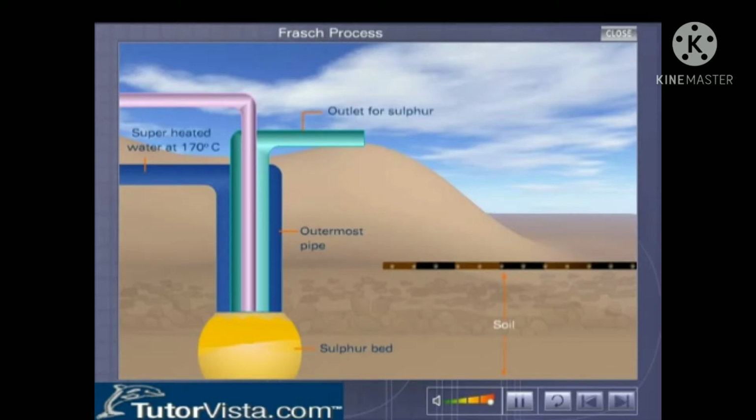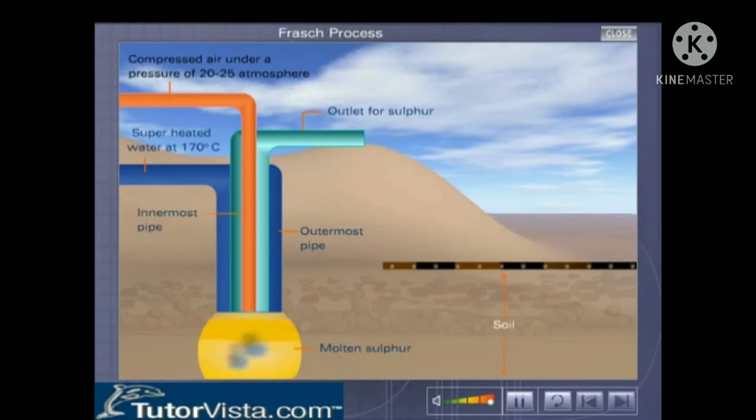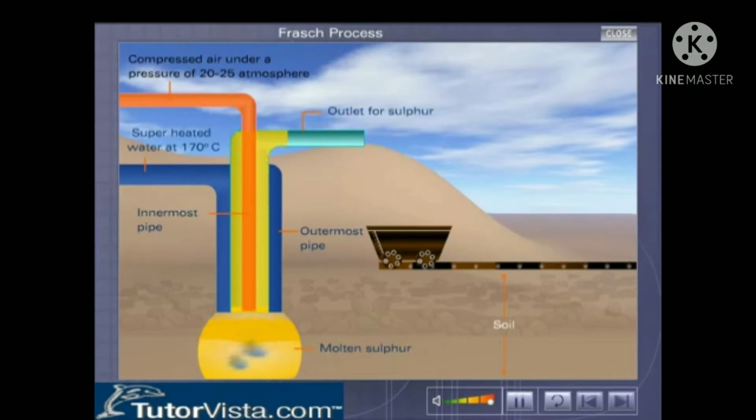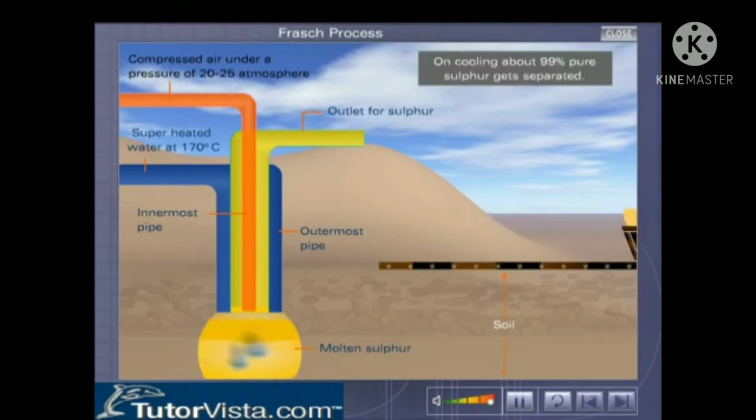The superheated water enters the sulfur bed. This melts the sulfur present in the sulfur bed. Compressed air under a pressure of about 20 to 25 atmospheres is pumped in through the innermost pipe. This forces the mixture of water and molten sulfur to gush out of the middle pipe. This mixture of molten sulfur and water is collected. On cooling, about 99% pure sulfur gets separated.